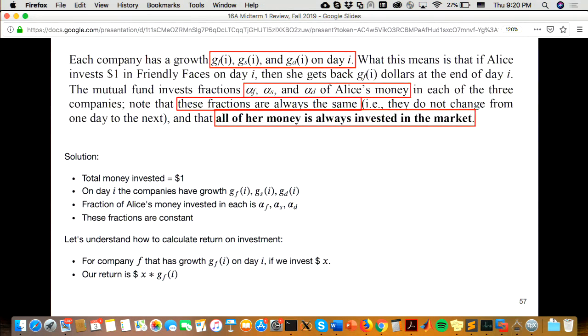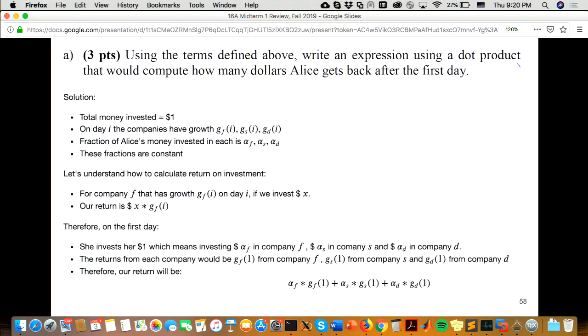Okay, now let's see how she actually invests in all of these companies. The problem says the mutual fund invests fractions alpha F, alpha S, and alpha D of Alice's money into each of these three companies. So let's write that down as well. Okay? And then it says, importantly, that these fractions are always constant. So far so good? Everyone's broken down the problem? Okay. So we have extracted all the information we need to work with. Now let's go to the first part of the actual problem.